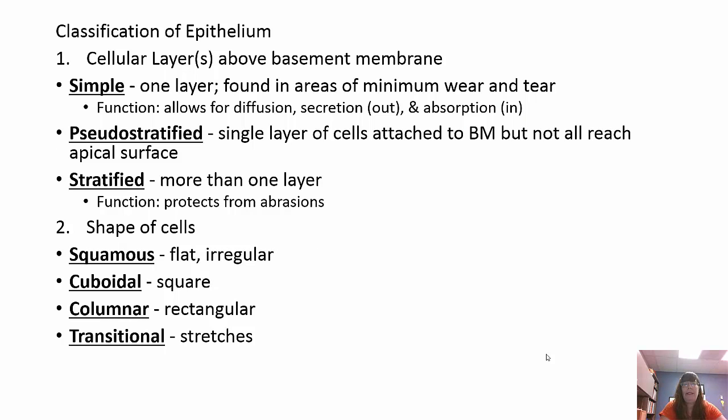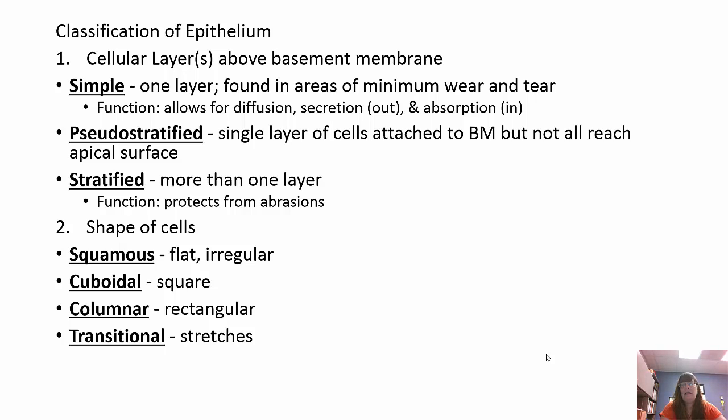So, classifying epithelium, we look at the layers which are above the basement membrane. If it is stratified, meaning there's more than one layer, you classify it by the very top layer of cells. So simple is one layer. These are going to be found in areas that do not really have wear and tear. Functions in diffusion, secretion to get things out, absorption to take things in. These are going to be found in the kidney a lot.